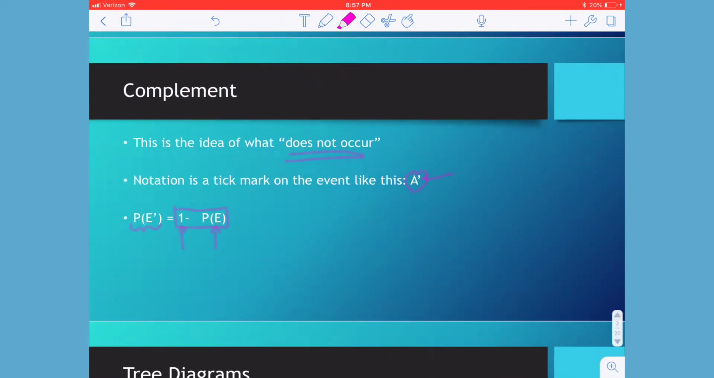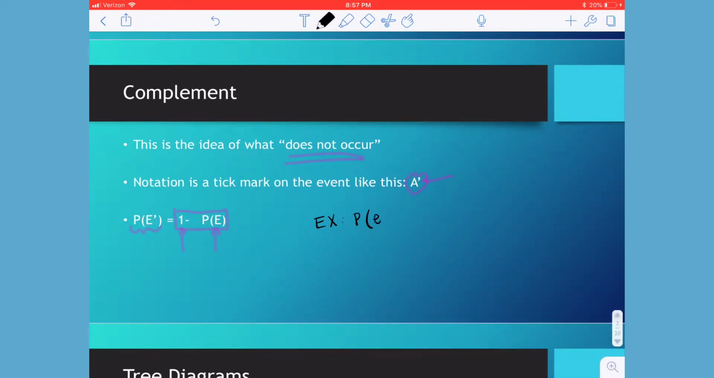And let's actually, because I don't believe I've written an example, do one. Let's say we are going to roll a die, and we are going to find the probability of not getting an even number. So I'm going to write even with a little tick mark to show that I am looking for not even. So to find the probability of not even, I'm going to do 1 minus the probability of being even.